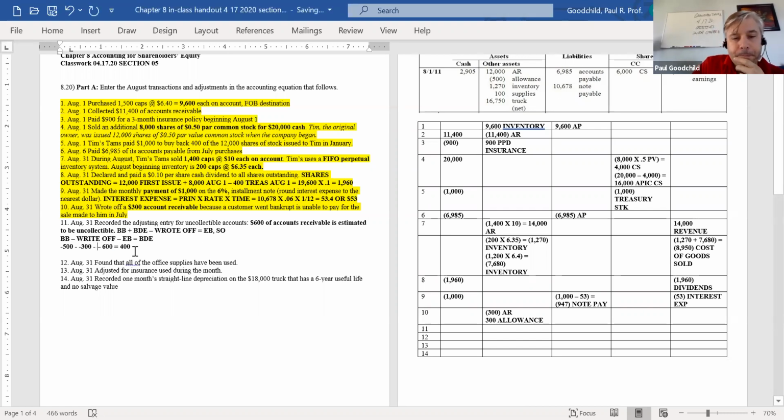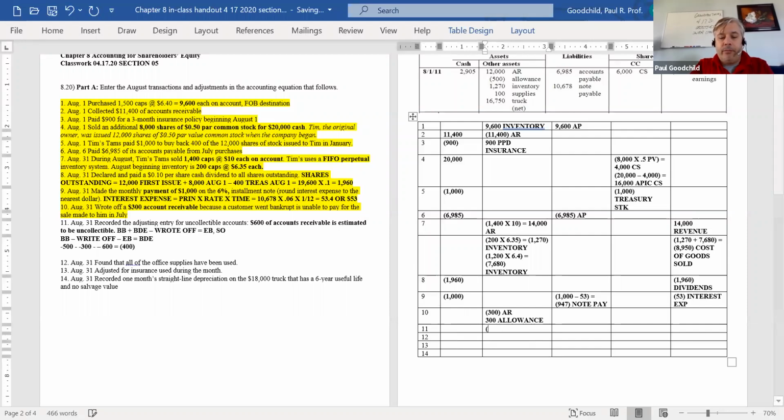Okay. So we have 400 allowance, and then 400 bad debts expense.